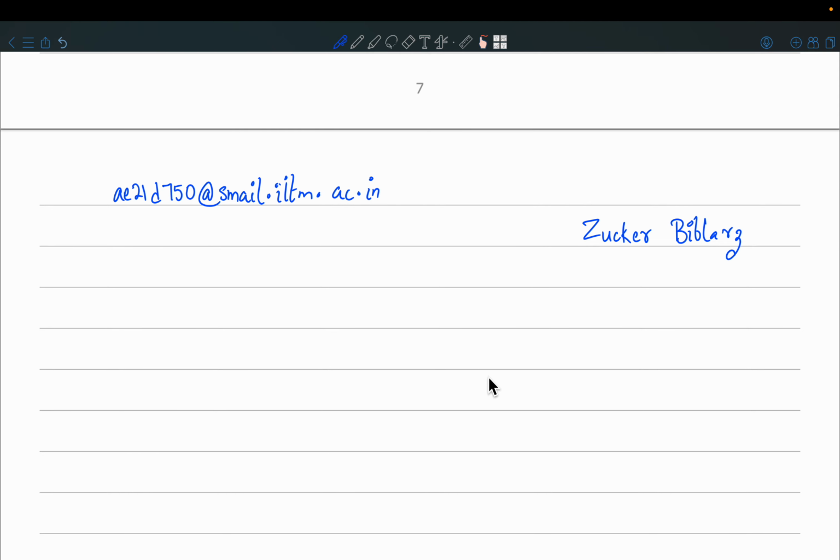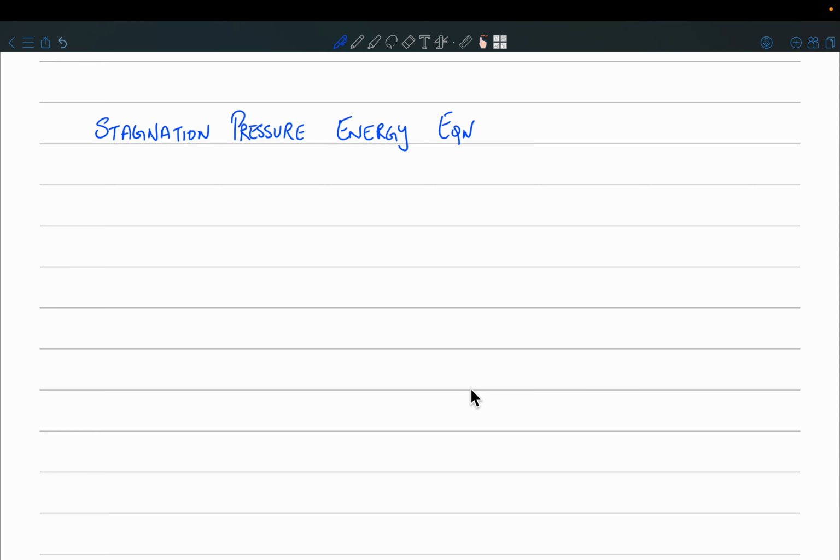Okay, so like we had this steady flow energy equation, right? We also have something called the stagnation pressure energy equation. Have you heard of this? So you can just note the equation. I'll not show the derivation, but I'll basically explain the fundamentals behind this. Stagnation pressure energy equation, and we are assuming one dimensional steady flow and so on.